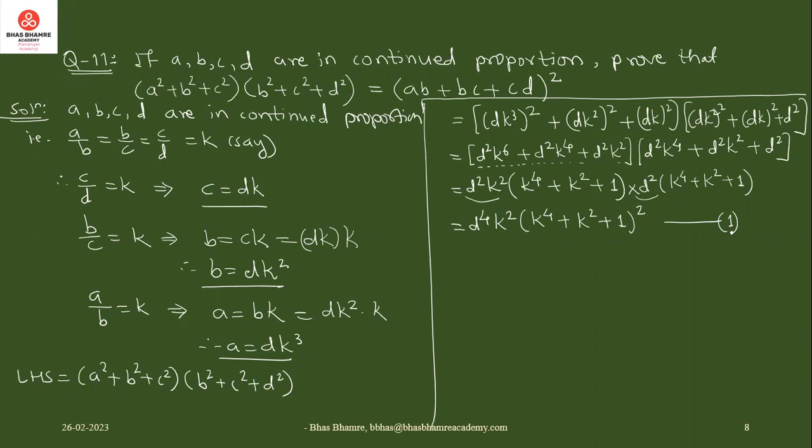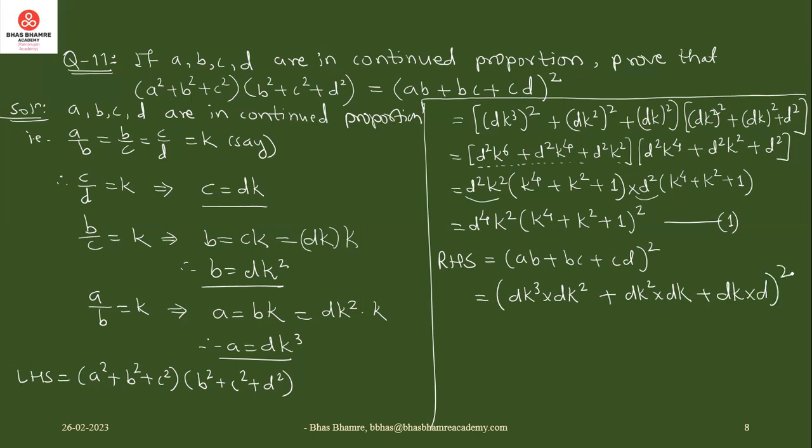Okay. Now we are taking RHS. RHS is AB plus BC plus CD, the whole square. A is DK cube into DK square, plus B is DK square into C is DK, plus DK into D, the whole square.